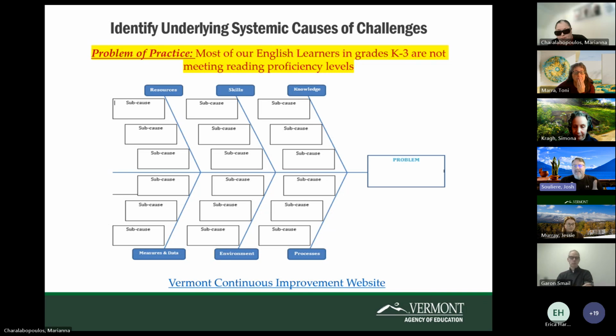The broad categories in this example are resources, skills, knowledge, measures and data, environment and process. There are also examples of this on our webpage. We provided the link to that earlier. And now Simona will walk us through the next steps.